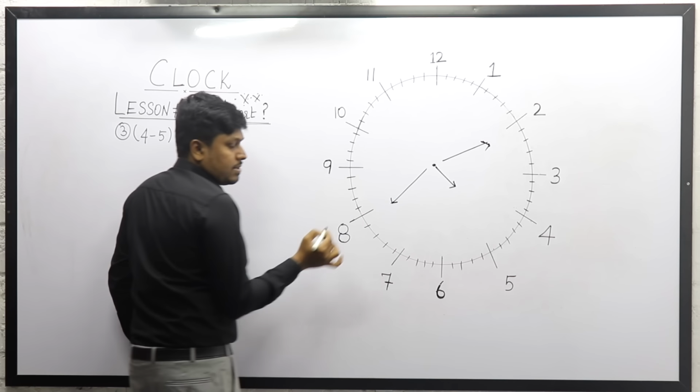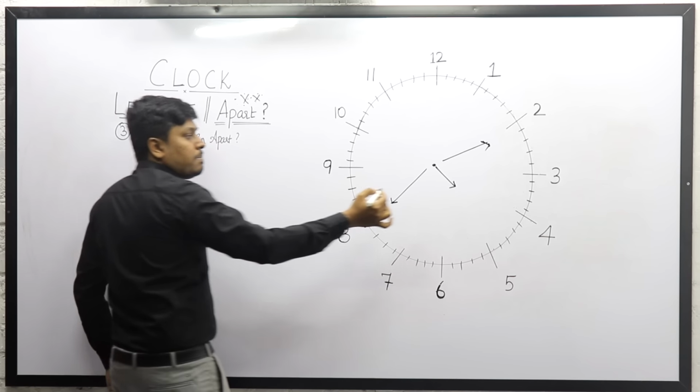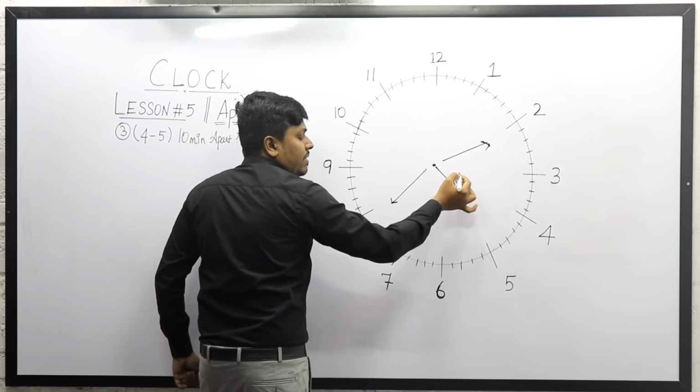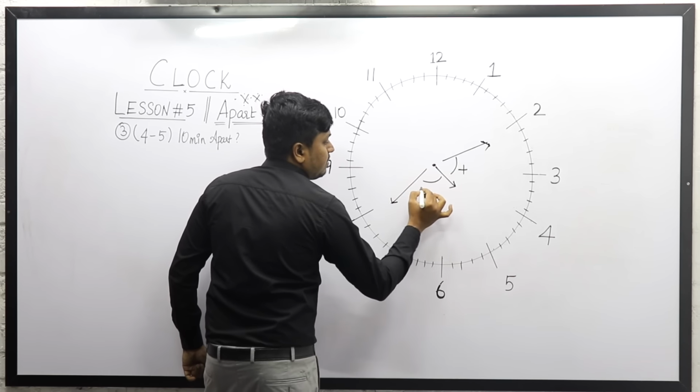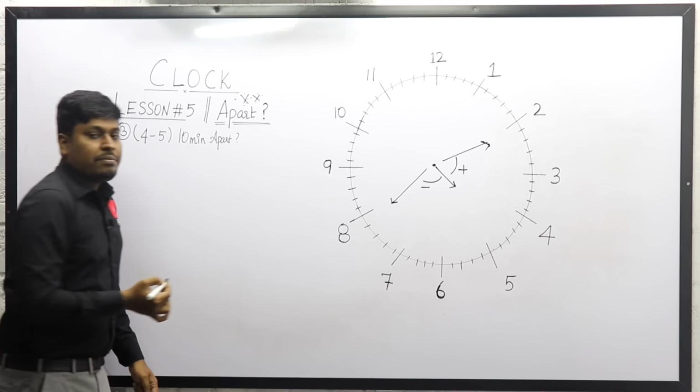So there are 2 chances. Because if it is 10 minutes apart, there will be a gap here, right? Some gap between hour hand and minute hand. So ahead this will be positive and this will be negative. So now let me find the angle.